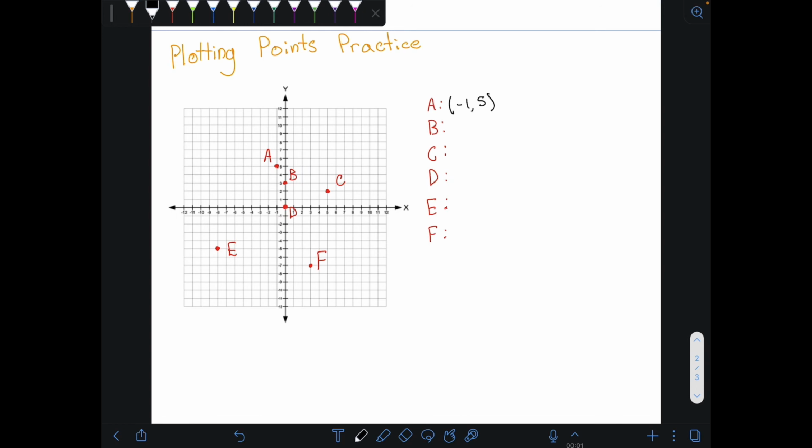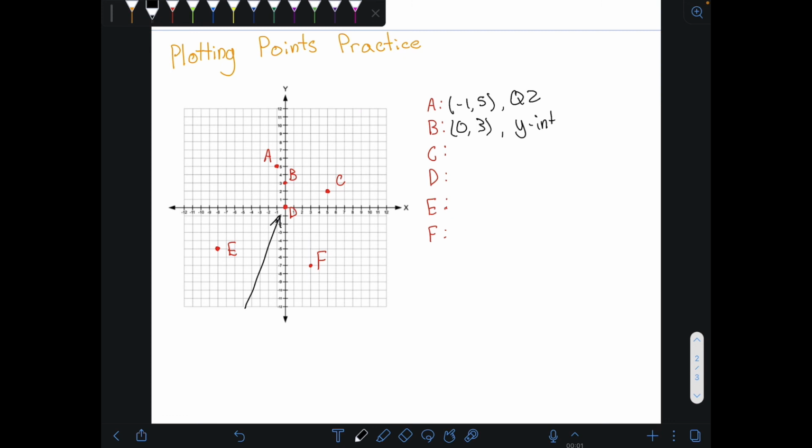B is actually an intercept here, because it has a 0 for x. So it's going to be a y-intercept. Let's write that really quick here. We're just going to have 0, 3, and I'm going to write y-int. And also this one, point A, is in Q2. Then point D is in the origin.